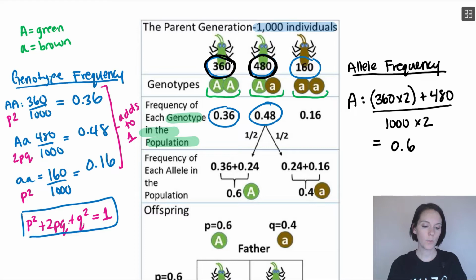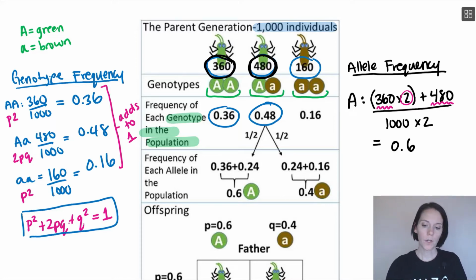Just to make sure we've got that down, we had our 360 individuals which had the big A genotype, so they each had 2 big A's. And we had 480 individuals that had big A, so they all had just 1 big A. Out of a total of 2,000 alleles that we have in this population. So 1,000 individuals gives us 2,000 alleles total.